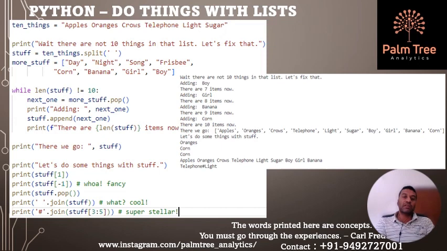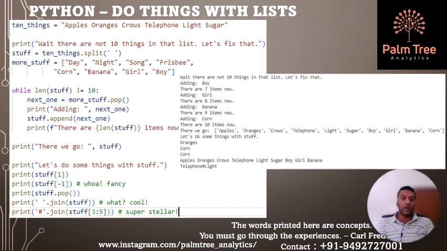In this while loop block, we are trying to add items to stuff, copying them from more stuff through a method. The condition is: length of stuff not equal to 10. Till that point this while loop runs. Currently the length of stuff is 6, so it is allowed inside this loop, and then we take the value using more stuff dot pop.